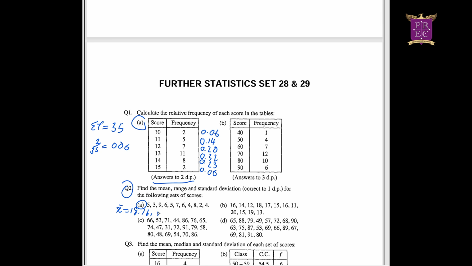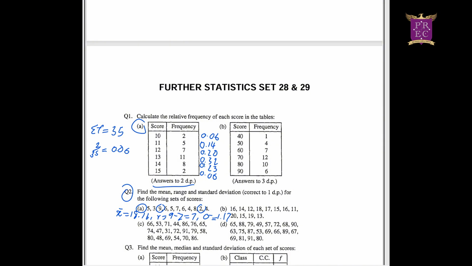Now let's have a look at the range. The range is biggest number minus the smallest number. Biggest number is 9. Smallest number is 2. 9 minus 2 gives us 7. Standard deviation, just put it in the calculator. I'll put it in my calculator. I got 1.17.